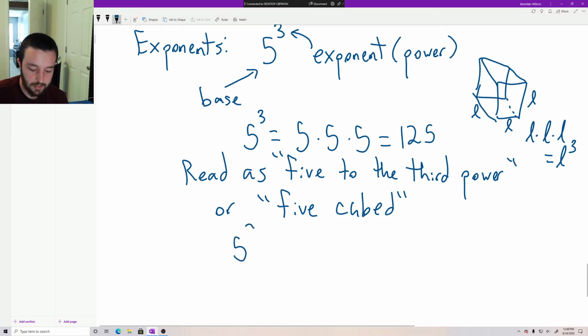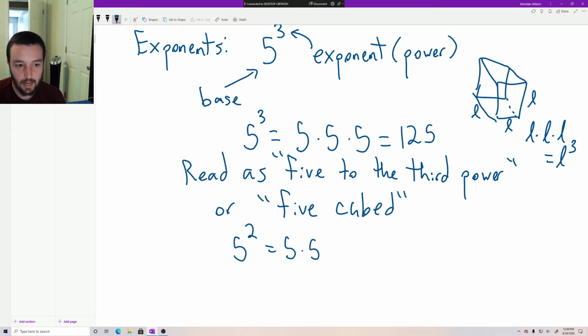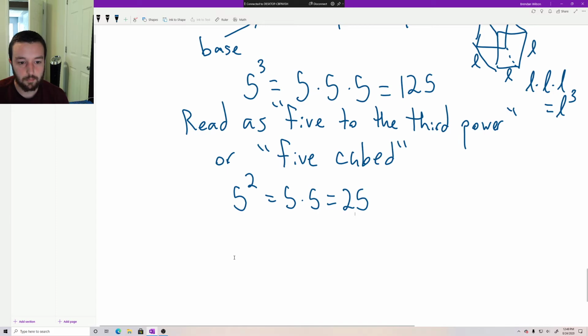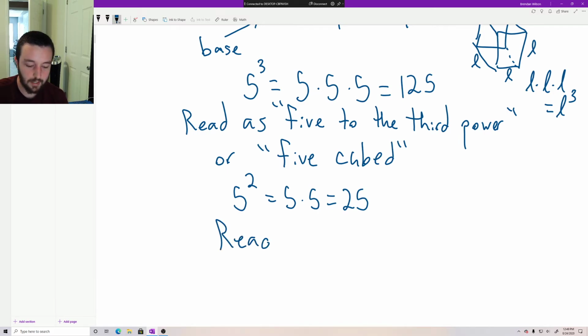If we have 5 to the second power, this is 5 times 5. It's telling us multiply 5 by itself twice. Okay. So we get 25. And this could be read as 5 to the second power, just like this is 5 to the third power. Or more commonly, this is read as 5 squared. Okay.